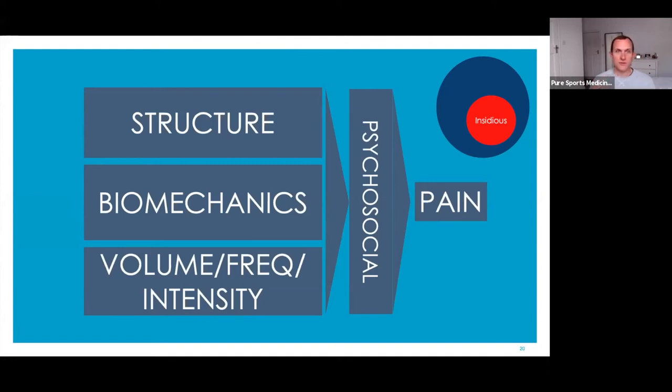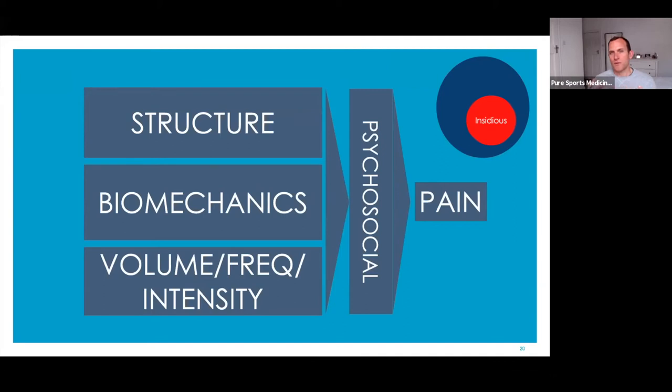Now, nociception is a medical term, but it's effectively a firing off of signal, the electrical signal that comes from the tissue. So whenever we talk about structure, biomechanics, volume, frequency, intensity, all of those things can drive this nociceptive process. And it's only once those signals pass through our central nervous system, through our psychology, through our psychosocial aspects, that it would ever be reported as pain.